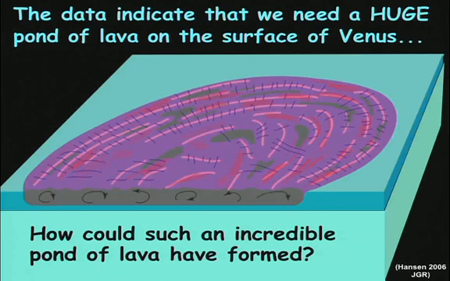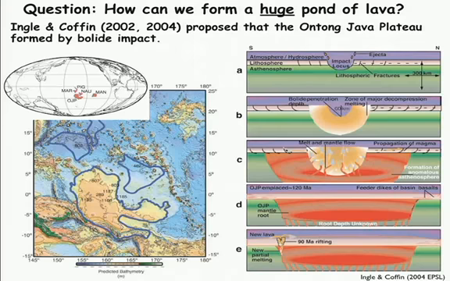I tried to do it by a plume. Trust me, I tried to do it by a plume because I had published lots of papers on these things forming by plumes. You can't do it by a plume. Hansen was extremely wrong. How can you do it? This amount of lava that we need is similar to that of the large igneous province of the Ontong Java Plateau, and that was proposed by Ingle and Coffin to be formed by a bolide impact. What is important is not whether this was actually formed by a bolide impact, and we aren't going into what their reasons were, but that we can form that much material by a bolide impact.